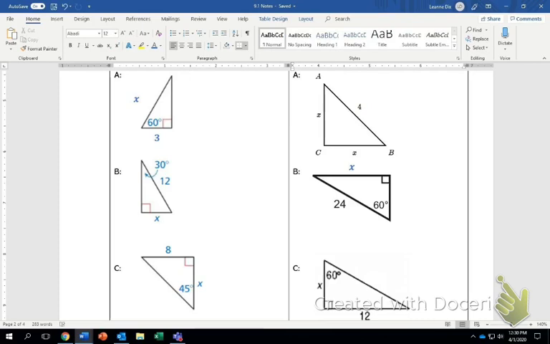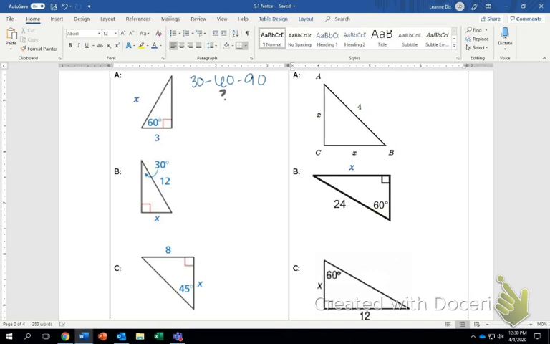All right, so for these, we are going to automatically decide, or initially figure out, if it's going to be a 30, 60, 90 or a 45, 45, 90 triangle. So in our example 2.1, on the left-hand side, I see I have a 60 degrees, so I know it has to be a 30, 60, 90 triangle.